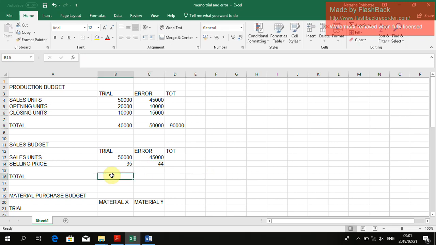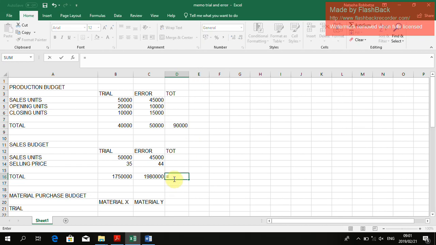So in order to get to a final total, I'm going to say the number of units times the selling price of a unit. And I will repeat this calculation for both trial and error. Finally, I want to calculate the total of all the sales. So I will add together the two amounts for the different products, which leads me to have total sales for that quarter, or to forecast total sales of 3,730,000.